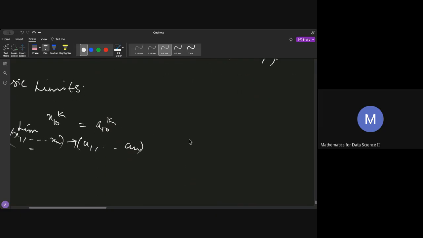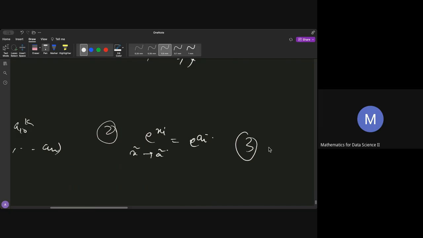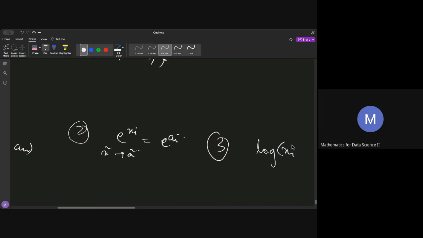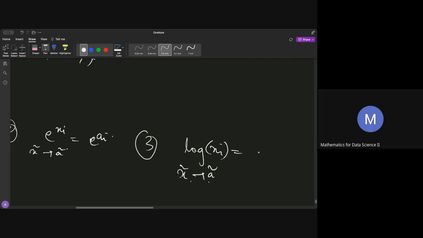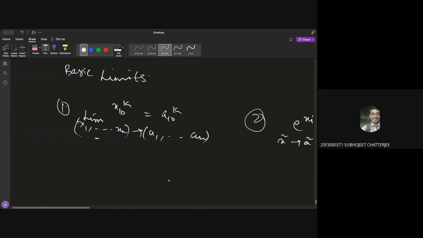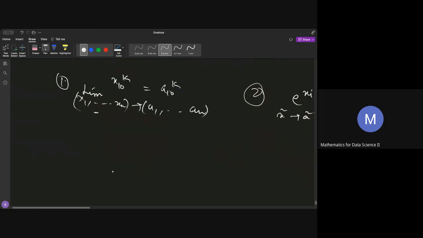Second, if you have e to the power xi, when x tilde moves close to a tilde, this should be equal to e to the power ai. The third one is for log, where log xi, when x tilde keeps coming close to a tilde, that means x1 comes close to a1, x2 comes close to a2, and so on, so log xi will come close to log ai. So these are the basic functions where you can just replace xi with ai, and no problem will happen.